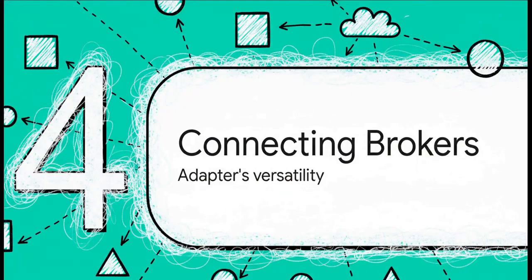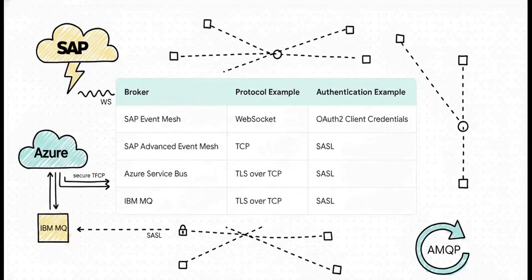So we know how it works, but who can it talk to? This is where the adapter really starts to shine, you know? It's not just for connecting SAP stuff to other SAP stuff. Not at all. I mean, just look at this. Of course, it works perfectly with SAP's own event mesh, but it also has fantastic support for the heavy hitters out there, like Azure Service Bus and IBM MQ. This kind of flexibility is a game changer. It means you can plug SAP into pretty much any modern messaging setup you can think of.